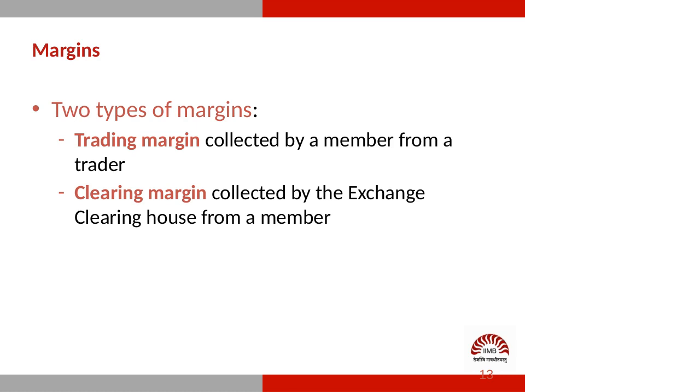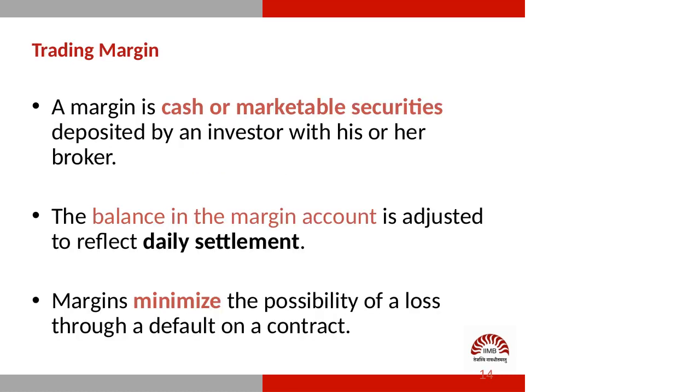Now, there are two types of margins. One is called the trading margin. This is what is collected by a member from the trader. And then there is a clearing margin, which the exchange collects from the member. But before that, what is a margin? I'll talk about that.